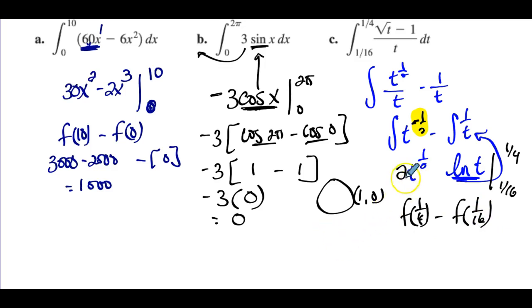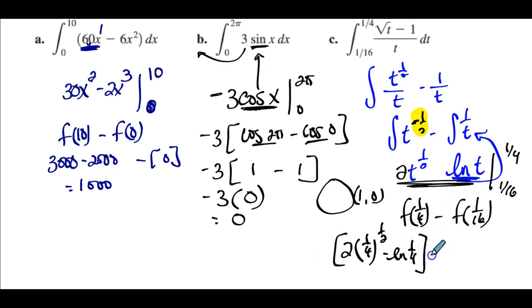Let's see if we can grab it together. So 2 times 1/4 to the 1/2 minus the ln of 1/4 is the f of b minus the f of a is 2 times 1/16.